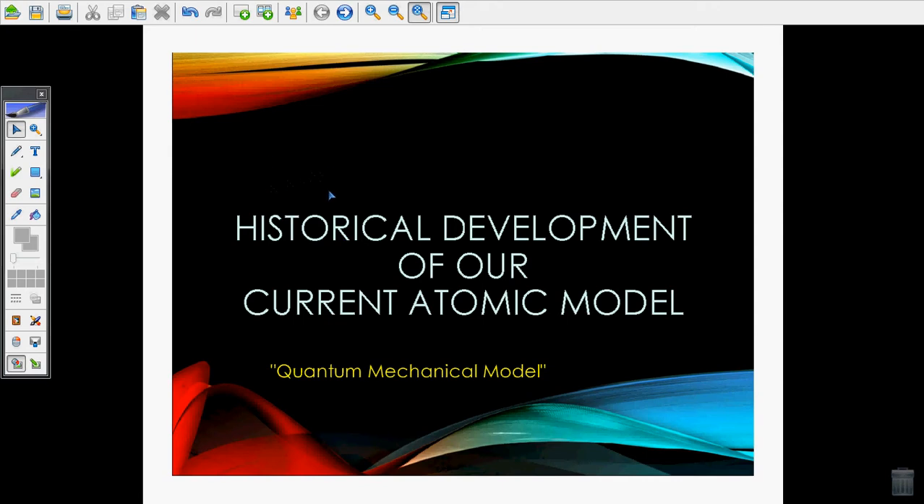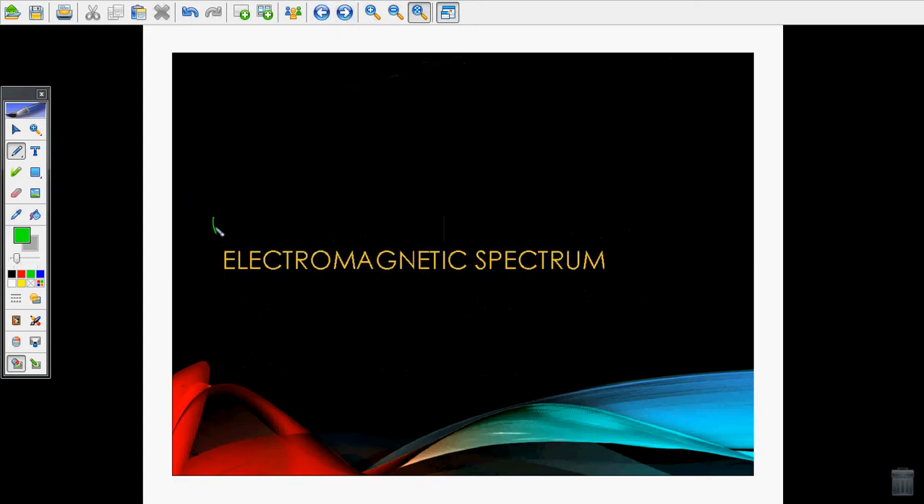This presentation is about the historical development of our current atomic model, which is called, it's kind of complex, the quantum mechanical model. There's a lot of historical discoveries and theories that led up to our use of the quantum mechanical model. The first thing that we're going to talk about is the electromagnetic spectrum. To understand the position of the electron, we must first understand light.